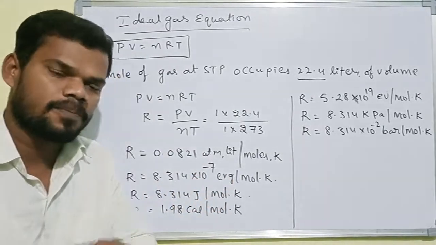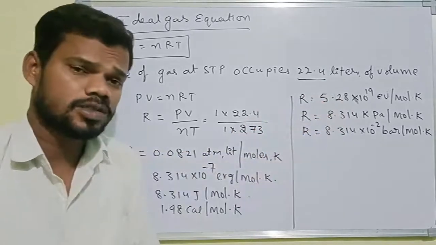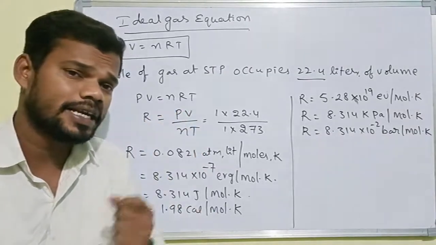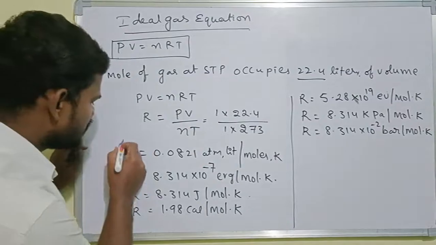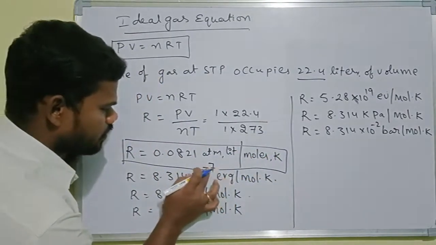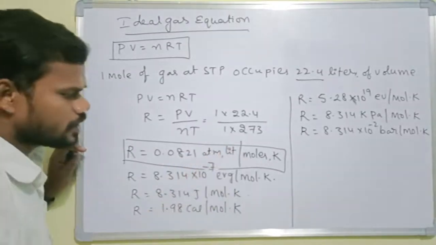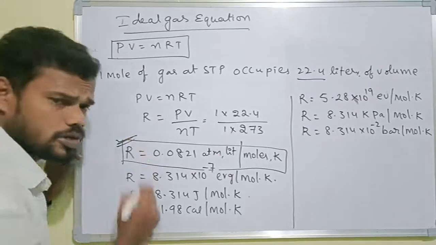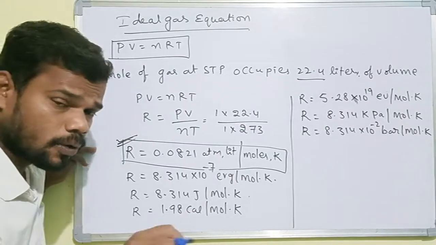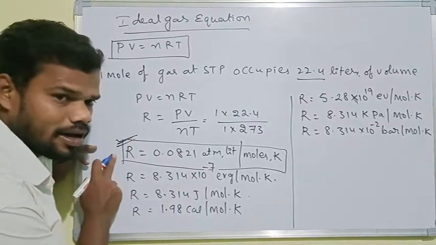Depending upon the problem, we have to use different R values, right? But in the gaseous state, for the ideal gas equation, we use this R value only. R equal to 0.0821 atmosphere liter per mole Kelvin. So in most cases we have to use this R value, in the ideal gas equation for the gaseous state, right? In states of matter we use this R value.